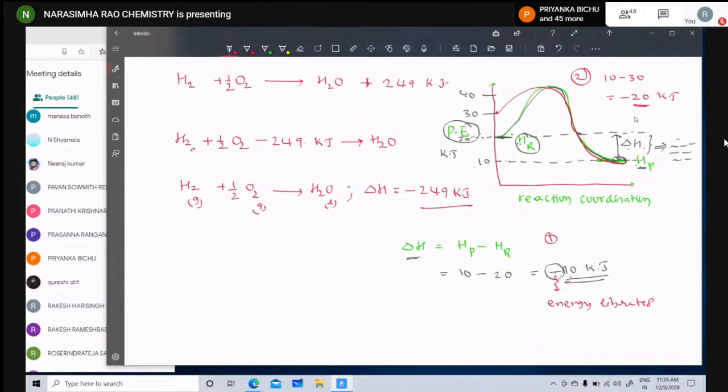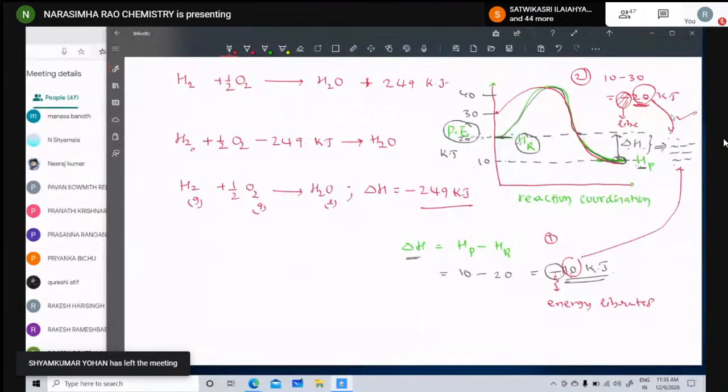Numerically they express it, but there is no need to consider the numerical value. This negative sign is indicating the energy liberated only. This is the magnitude of the amount of energy which is liberated. So here 10 kilojoules is liberated in this reaction. In this reaction 20 kilojoules are liberated. So the maximum amount of energy is released in Example 2, not 1. Children, it's clear?